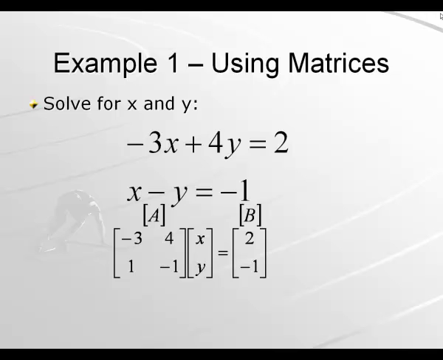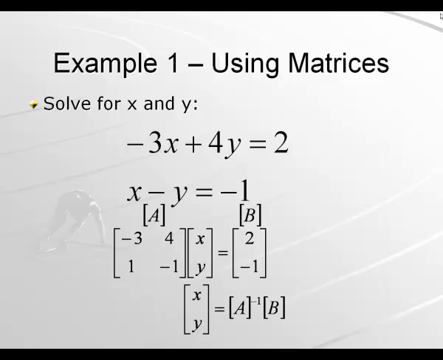So second matrix, edit, pick matrix A, enter in a 2 by 2, put in the values negative 3, 4, 1, negative 1. Go back to second matrix and edit, matrix B, it is a 2 by 1, and the values are 2 and negative 1.